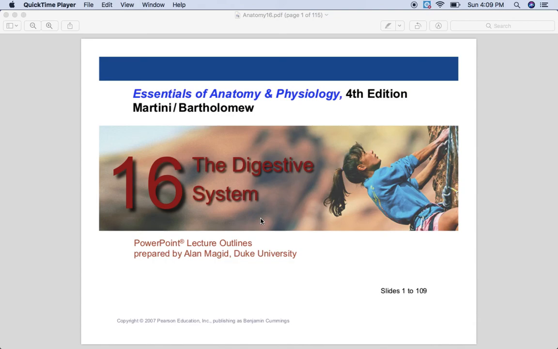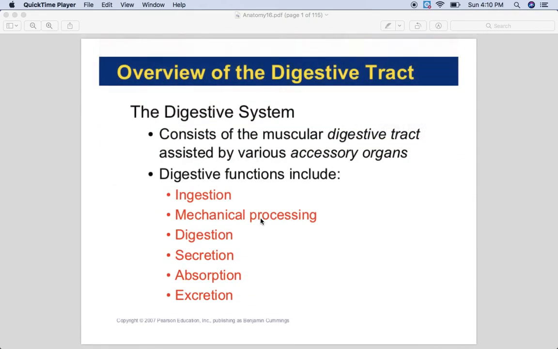Hi guys. We are going to talk about the first half of the digestive system today. It will go through the stomach, and then the second video will be from the stomach to the rest of the chapter. First, these are basically the functions of the digestive system.